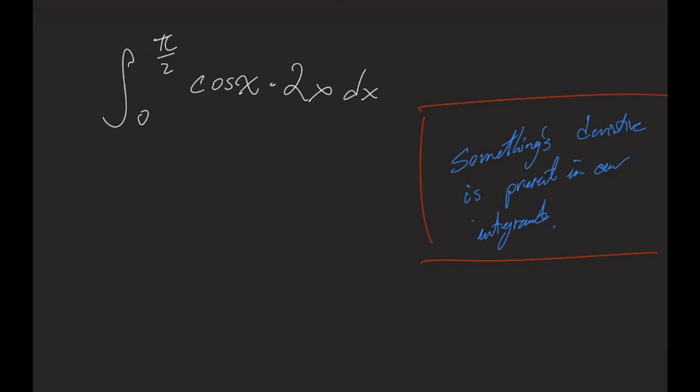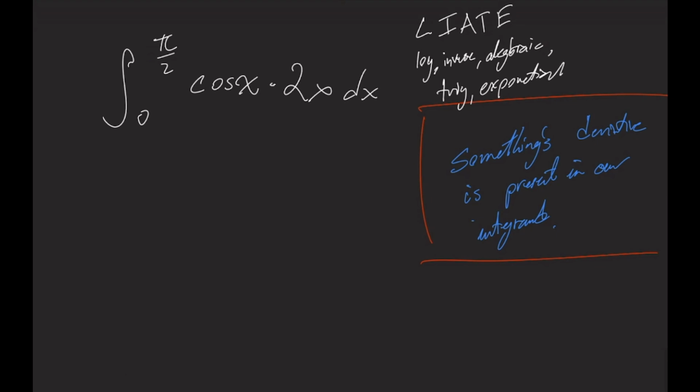And so the best way to see this is using a little helpful acronym, and it's LIATE, and it stands for log, inverse, algebraic, trig, and exponential. Basically, the farther you get to exponential, that's going to be the thing that is the integral of something. A lot of people call it dv, and the other one will be u.